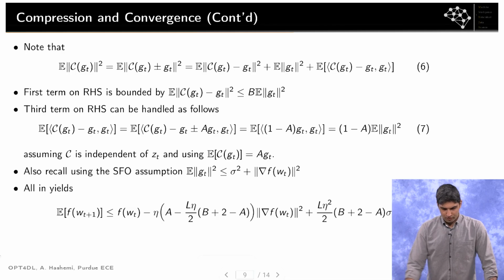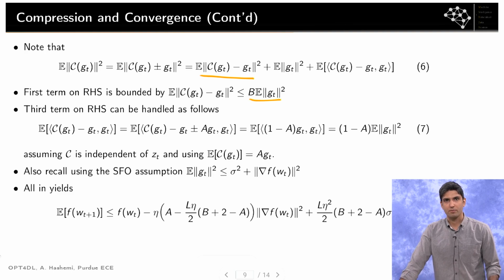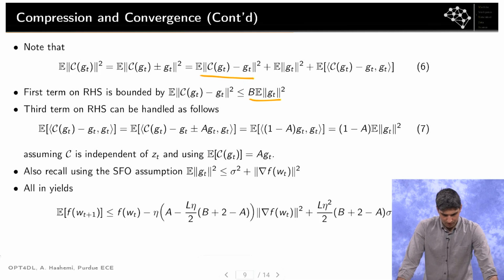Okay. So for instance, the first term on the right-hand side, especially this term, is bounded by our assumption that the total compression error is bounded by some constant B times the norm of the quantity we are compressing. In this case, the norm of the stochastic gradient. Okay.